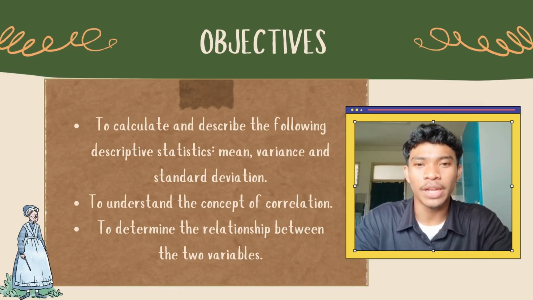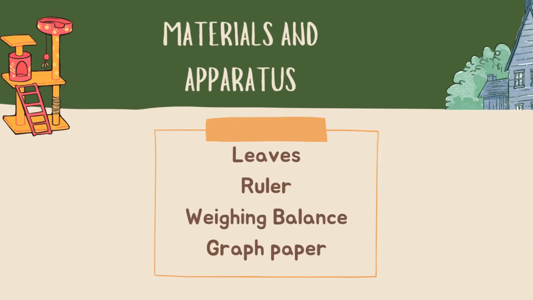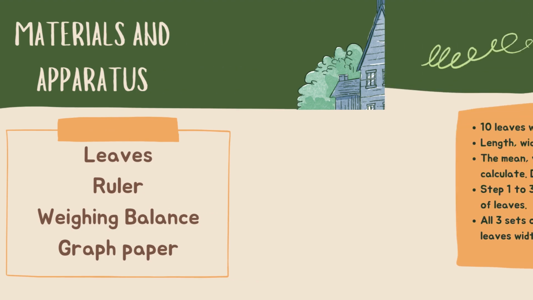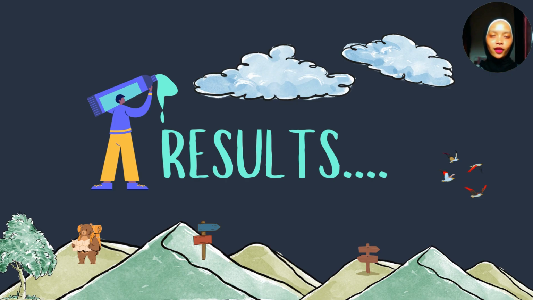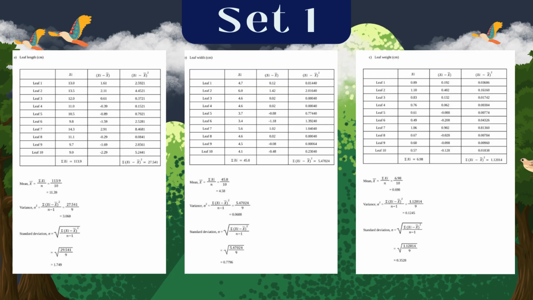Objective for this Practical 1, firstly, to calculate and describe the following descriptive statistics: mean, variance and standard deviation. Secondly, to understand the concept of correlation. Lastly, to determine the relations between the two variables. There are 4 sets of data and analysis graphs that we obtained in this practical.